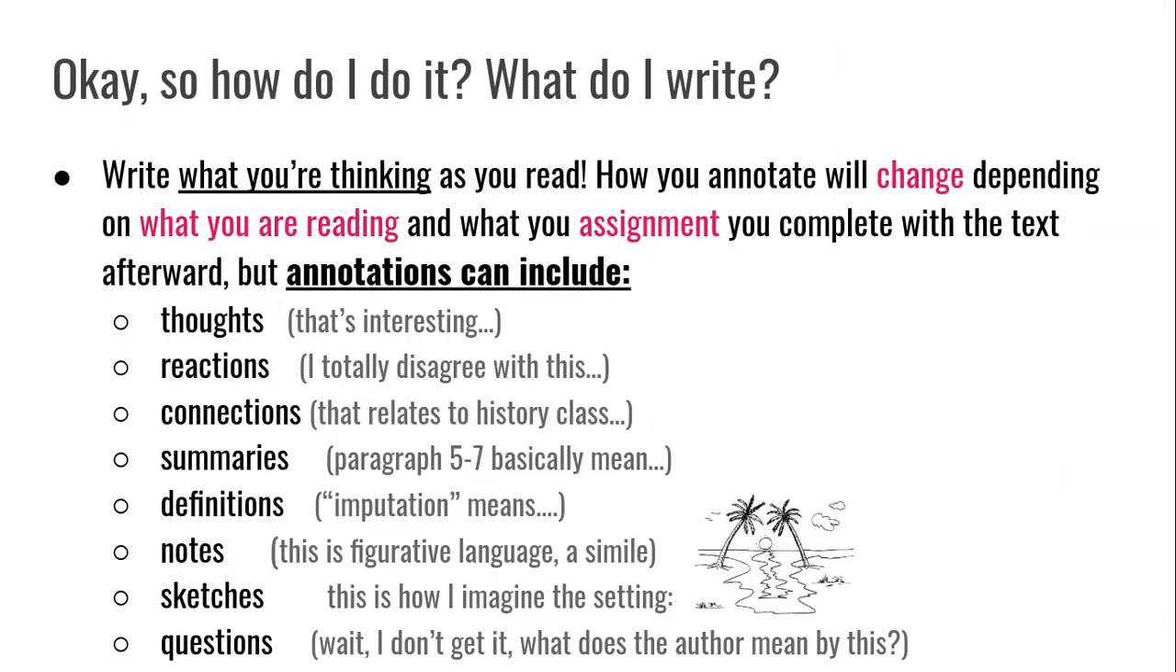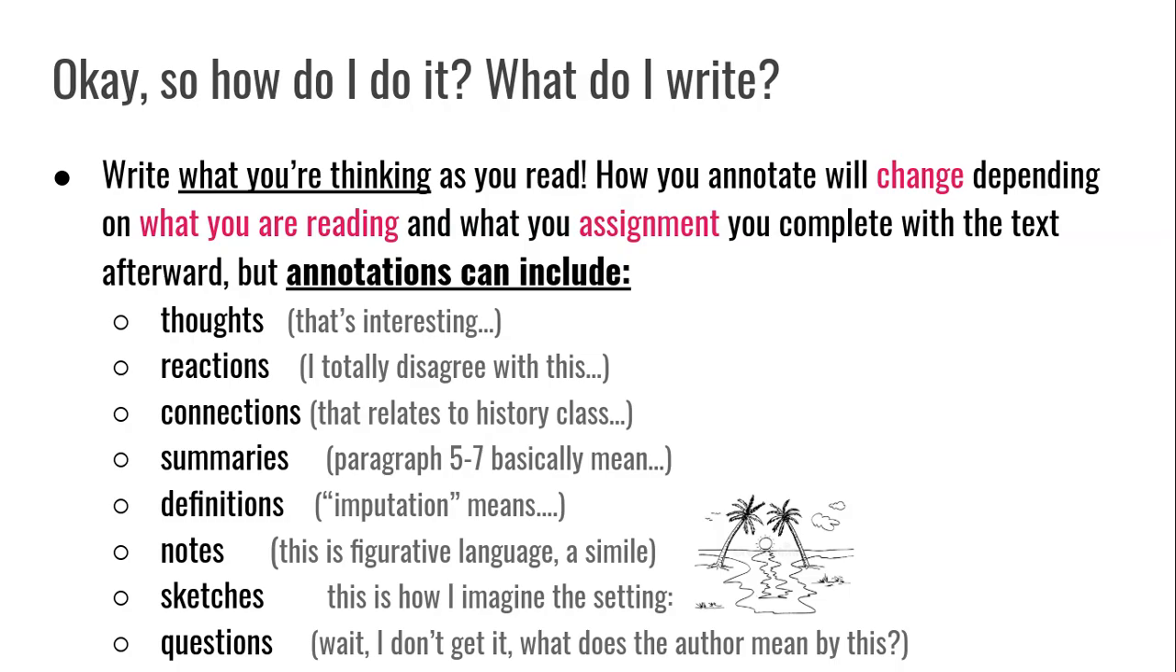Okay, so how do you annotate? What do you write? Write what you're thinking as you read. That's the basic idea. How you annotate will change depending on what you're reading and what assignment you're completing after the text. But some annotations can include thoughts, something like that's interesting, reactions, if you disagree with something or you agree, you can note that. Connections, maybe you connect it to another class or a movie you know or a song or anything, connections to things you know outside of the text.